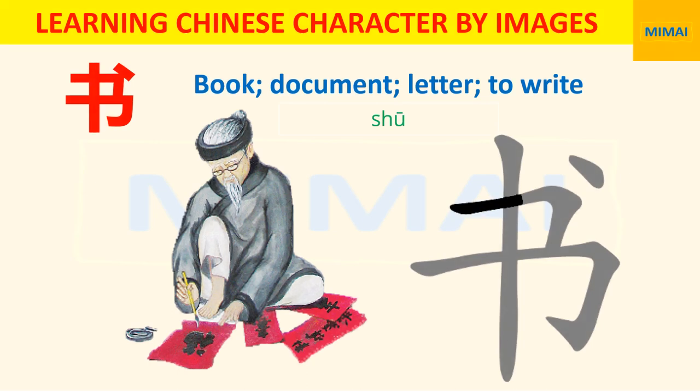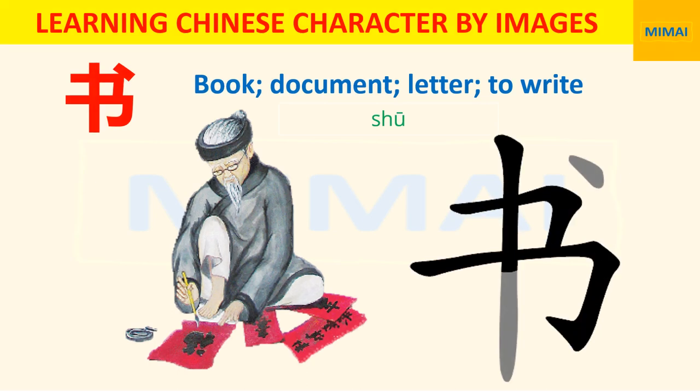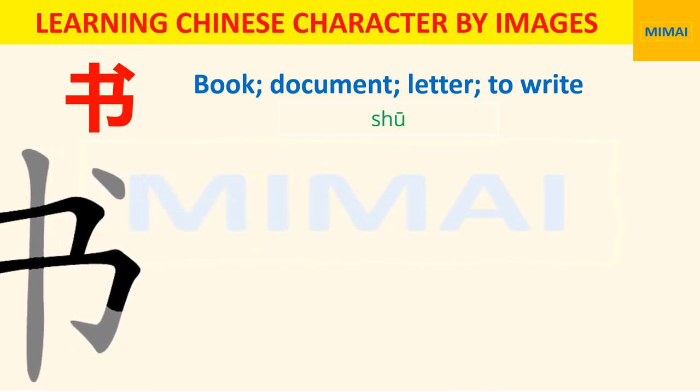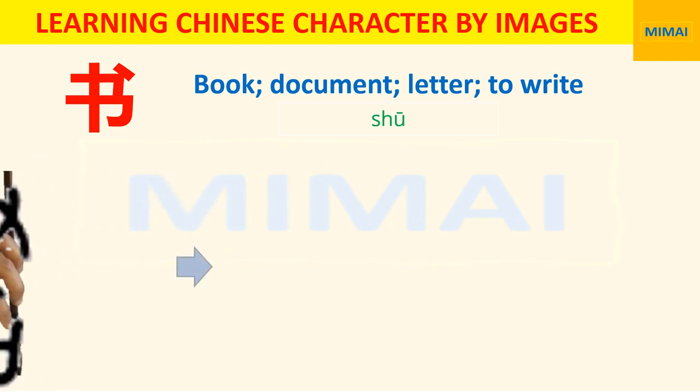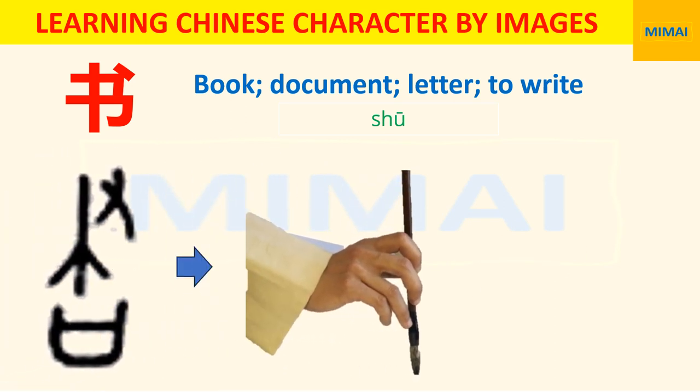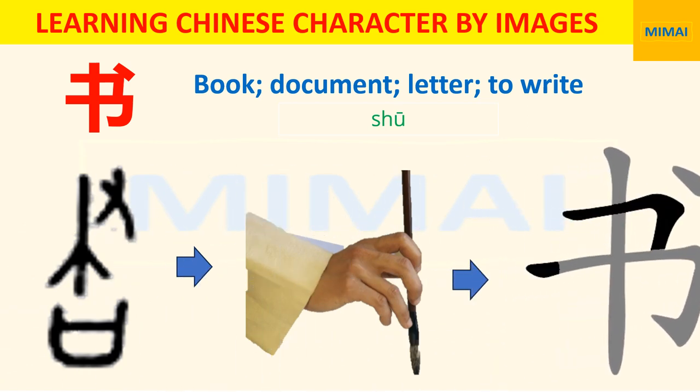Number 10. Now we learn how to write the Chinese word of book, document, letter, to write. This word is pronounced as follows. Shu. This character looks like a hand holding an old style pen to write. This pen is very soft, therefore a writer needs to hold it by two fingers to keep it straight.